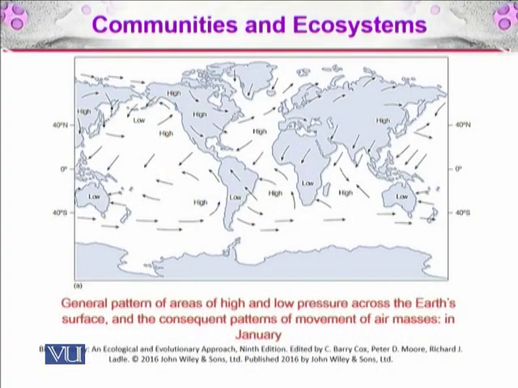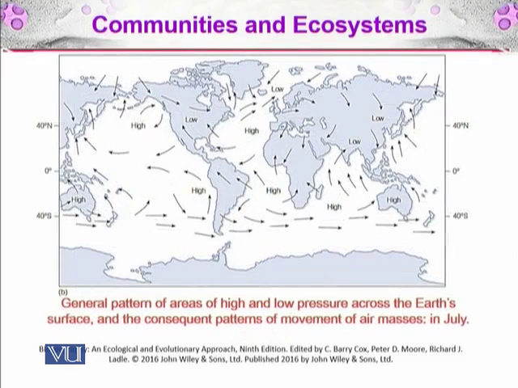Here you see the general patterns of areas of high and low pressure across the Earth's surface and the consequent patterns of movement of air masses in January. In January, there is less sun on the southern parts of Pakistan and India, or East Africa, which is the Indian Ocean. So the air moves from north towards the south, and you can see the general patterns of the movement of the air in January.